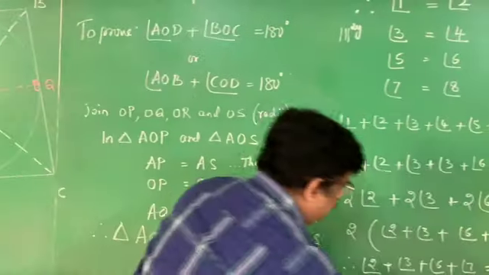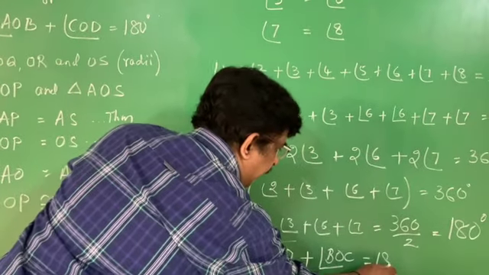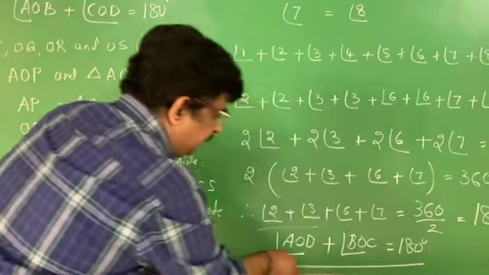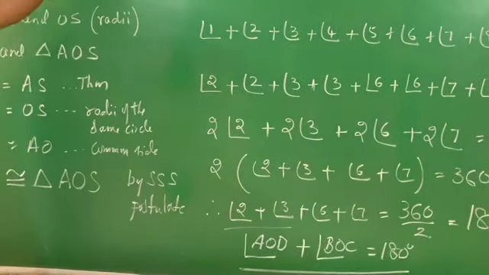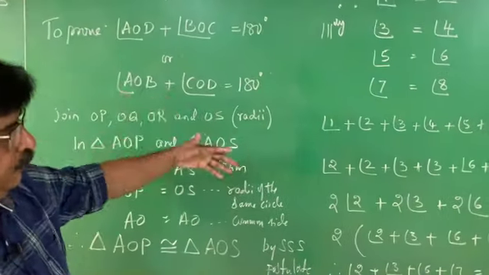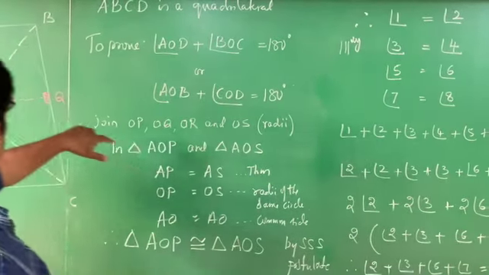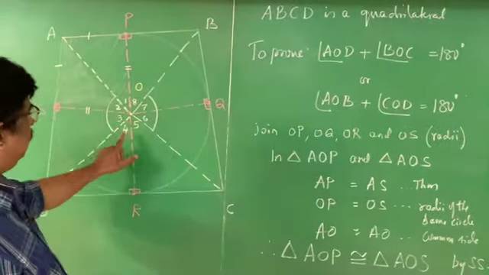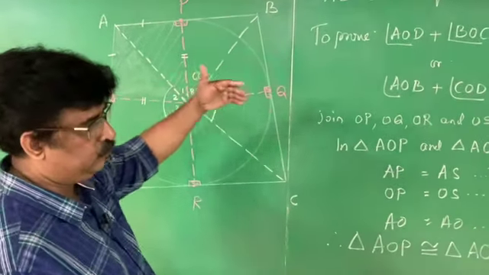AOD plus BOC is equal to 180. That ends the problem. That is what is known as AOD plus BOC is equal to 180. And if you have interest, you can prove this also. There what you want? You want 1 and 8, 4 and 5. You don't require 2 and 3, 7 and 6. Like that also you can solve this problem.